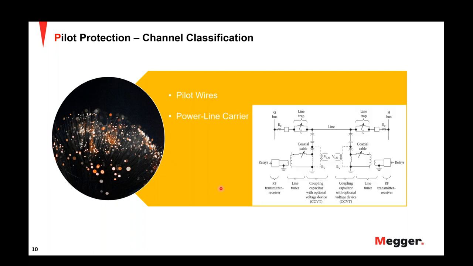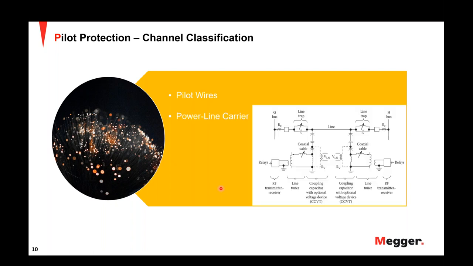Okay, so next is the channel classification, how the communication channels are classified. The first one is pilot wires. These are nothing but twisted wire pairs that are usually used for transmitting 60 hertz and 50 hertz signals.